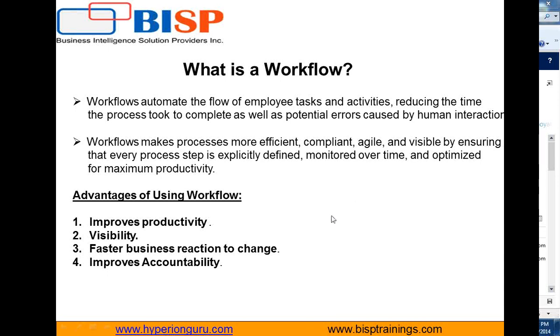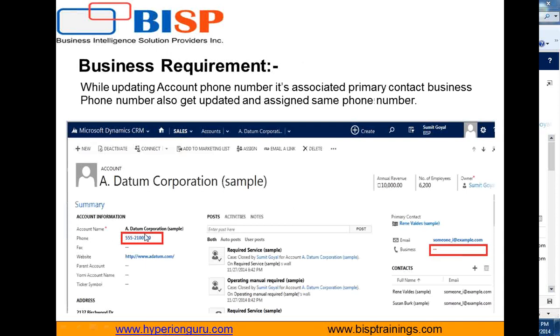Now let's move on to our business requirement. So this is my business requirement, that I would like to create a workflow to update the primary contact business phone number as soon as anyone updates the account phone number. As you can see here, I have marked in the red box that if the phone number of this particular account, A.M Corporation, is updated, I would like to assign the same phone number to its primary contact business phone number over here. Right now it is blank because the workflow has not been in action yet.